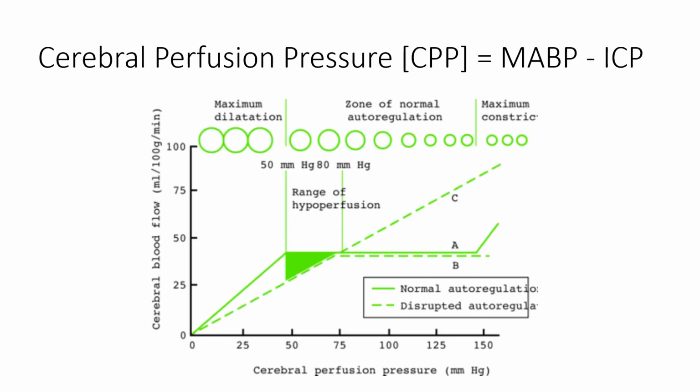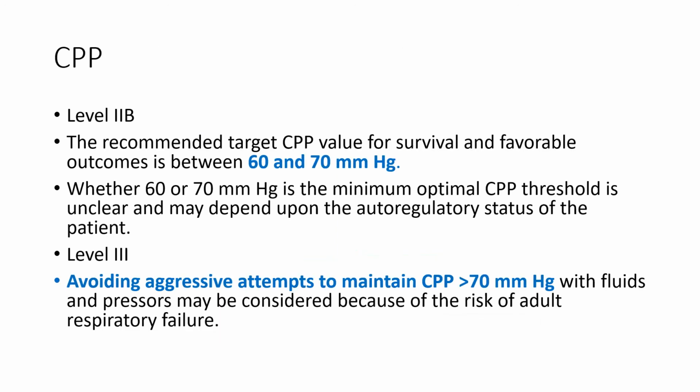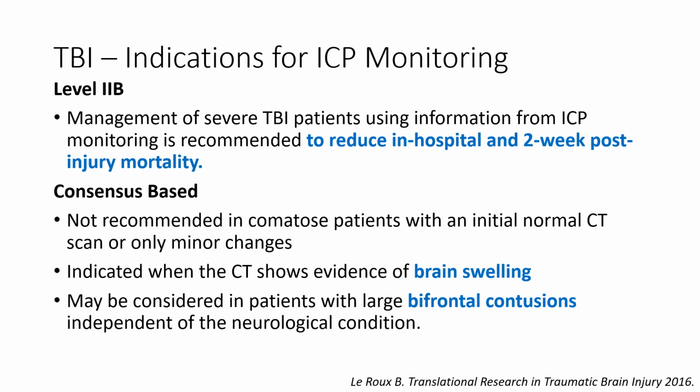And treating ICP alone is not enough. One has to look at cerebral perfusion pressure, because autoregulation can be impaired in head injury patients, and ICP alone is not a good guide. So CPP, which is mean arterial pressure minus ICP, the target should be 60 to 70 millimeters of mercury. And aggressive attempts, which were done earlier, like giving inotropes and a lot of fluid to increase the cerebral perfusion pressure and improve brain blood flow, are now considered harmful.